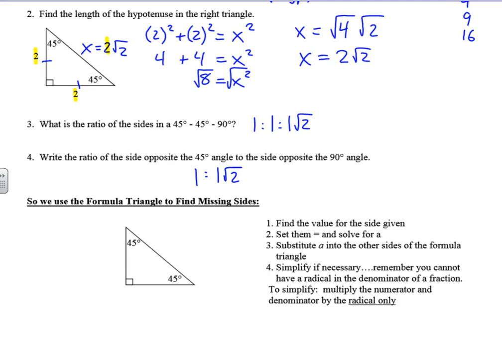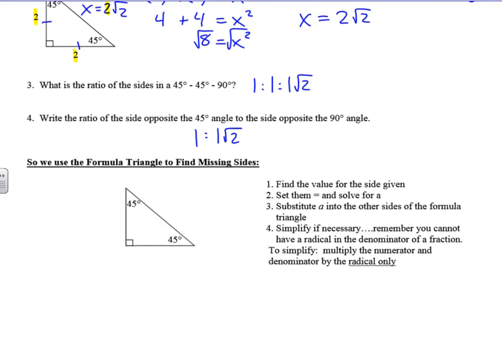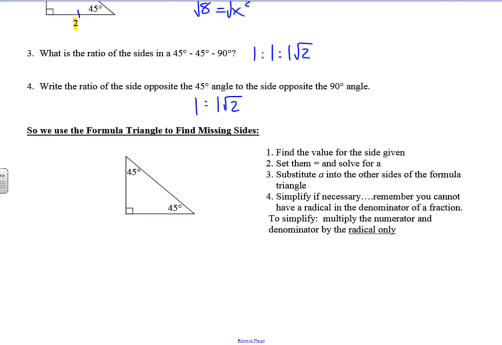All right, so again, the sides opposite. To help you remember this, I've got a little song, and what we say here is find the value of the given side, set them equal and solve for A, substitute in for A. So what does that mean? Okay, so here we have a 45, 45, 90 triangle, and here's how I remember it.